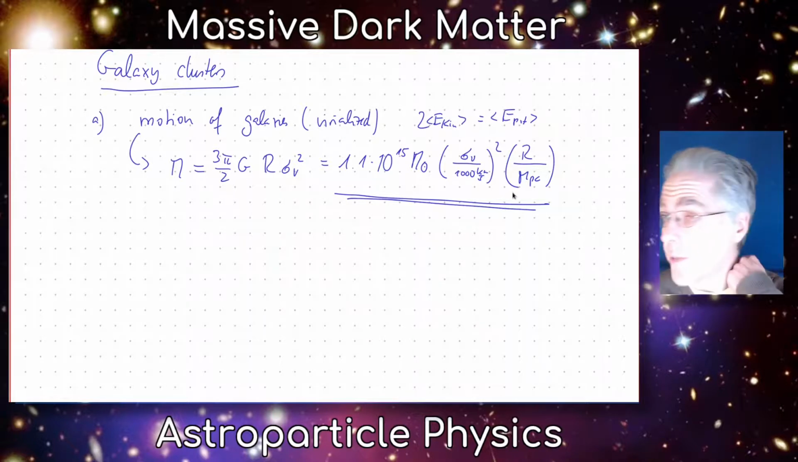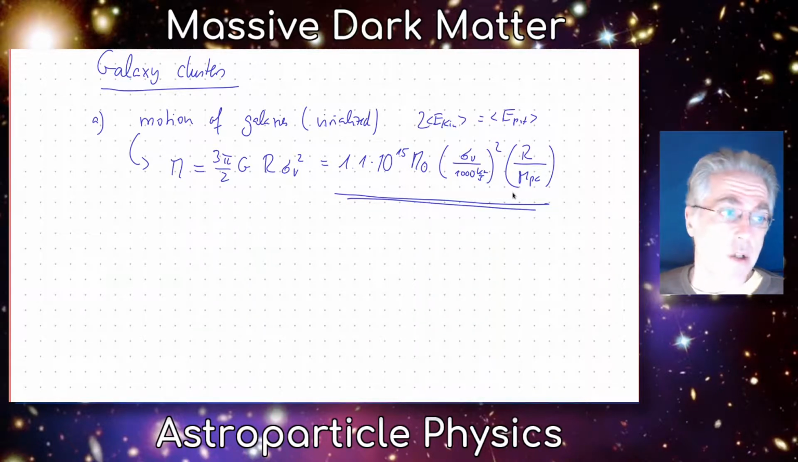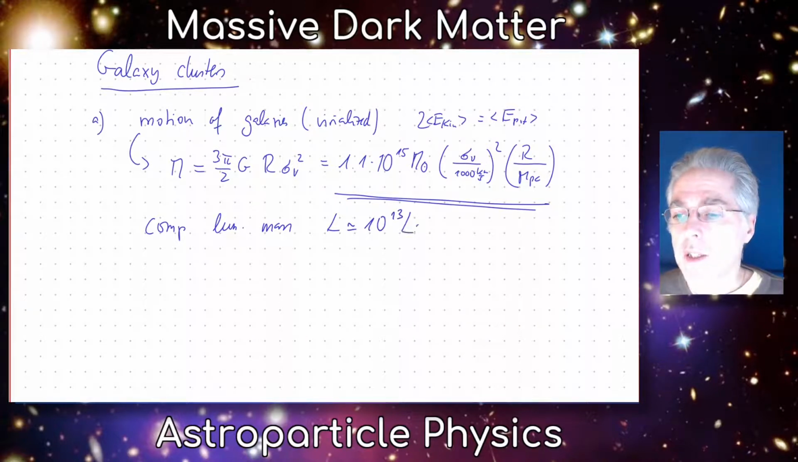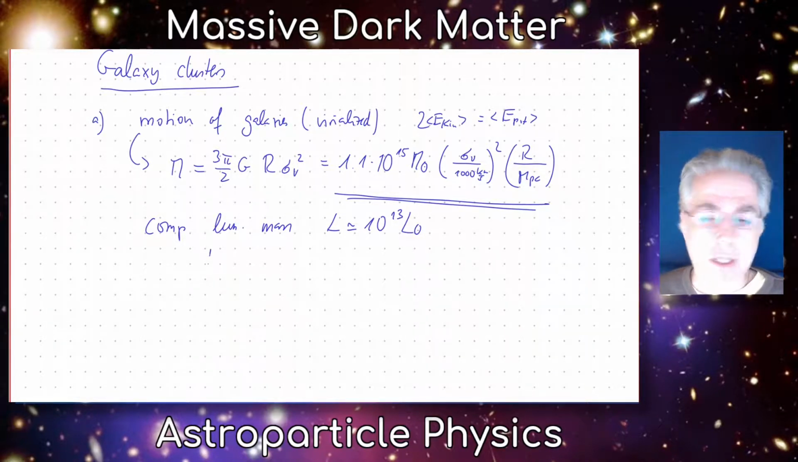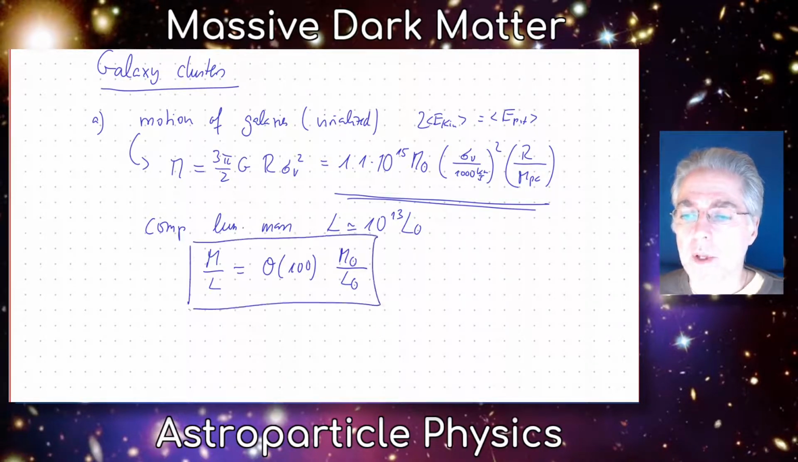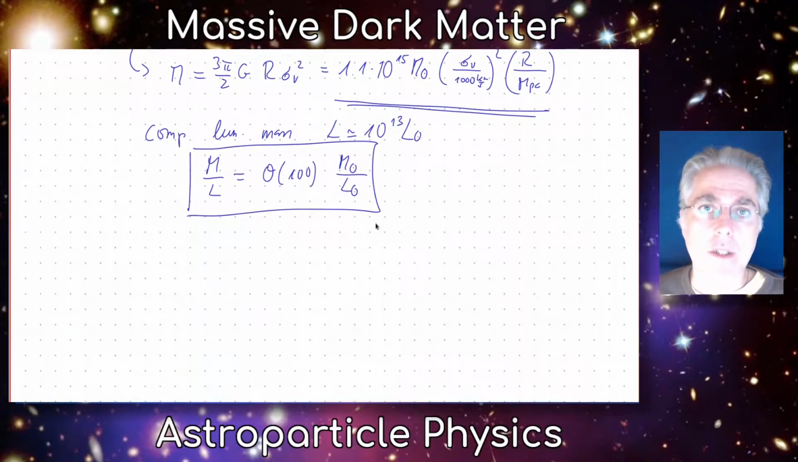These are typically masses of 10 to the 15 solar masses, which then you can compare readily with the luminous mass. And the luminosity of these galaxy clusters is about 10 to the 13 solar luminosities. And then the mass over light ratio is of the order of a few hundred solar masses over solar luminosities. And the good thing about galaxy clusters is that we can use also the X-ray observations to check this. So let's have a look at the X-ray observations.